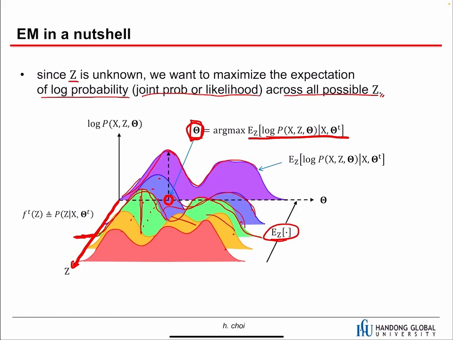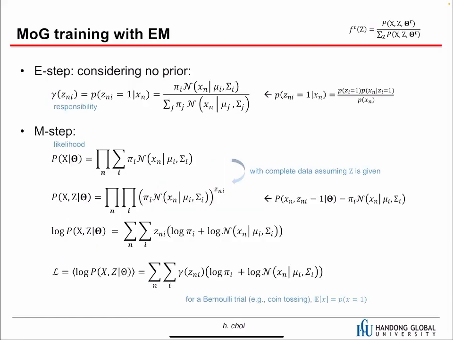If we pick the best z, let's say the best z is here, then if we maximize this one, the best theta would be around here. So that's the difference between the EM algorithm and other alternative optimizations. Okay, now let's go back to mix of Gaussian. So mix of Gaussian can be trained with EM algorithms.